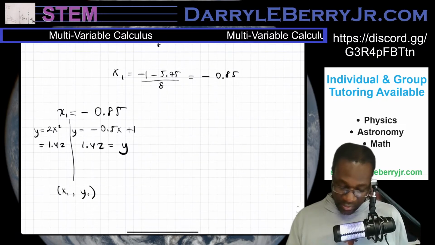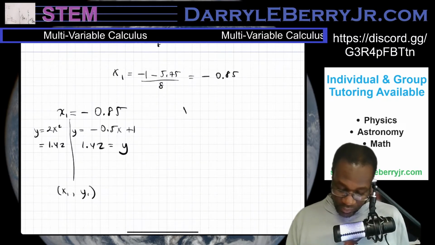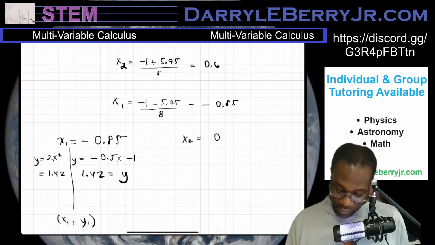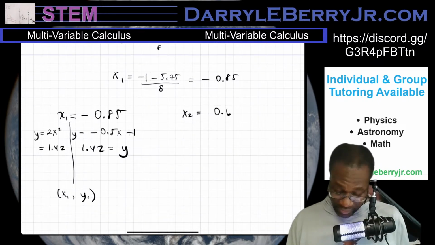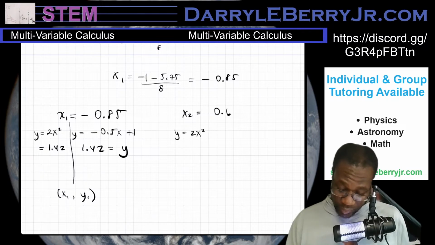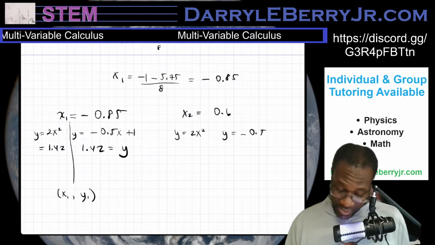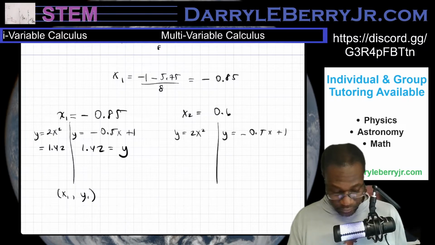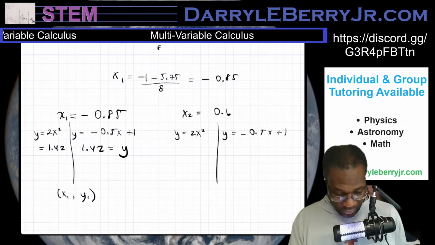So let's figure out where they meet on the right side. So x2 equals 0.6. In the calculator I put it in exactly, but I'm rounding when I write it here. Again, y equals 2x squared, y equals -0.5x plus 1. So when I put those in, let me go back to the actual one.